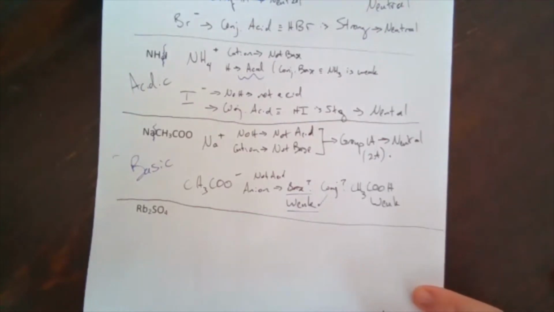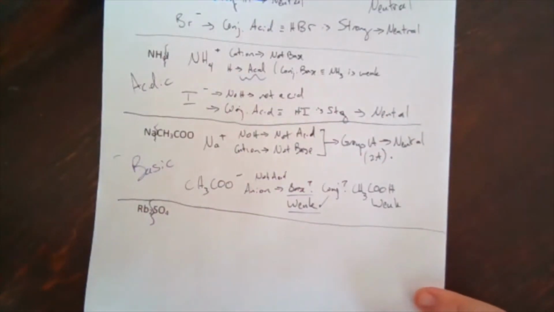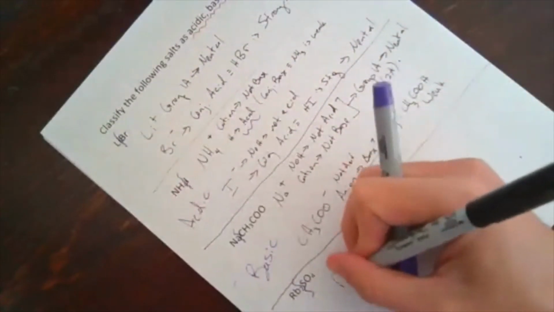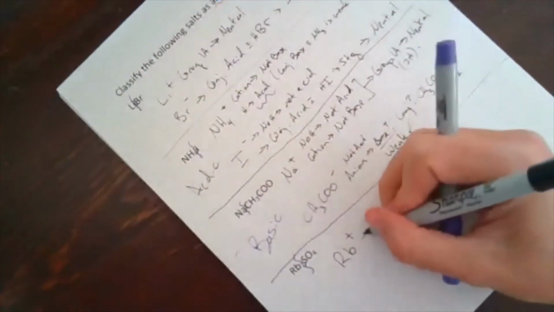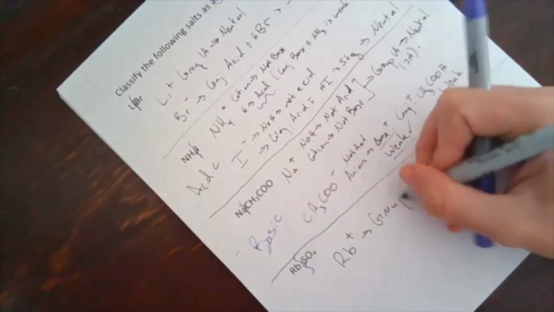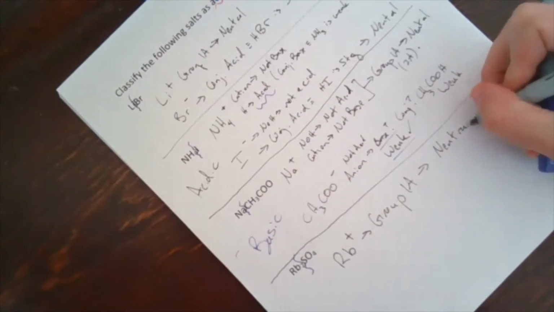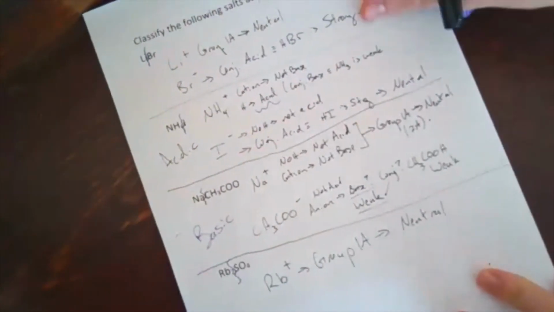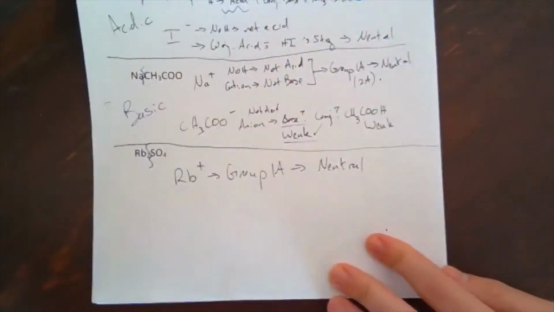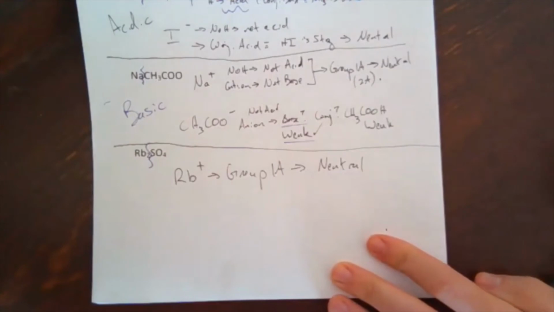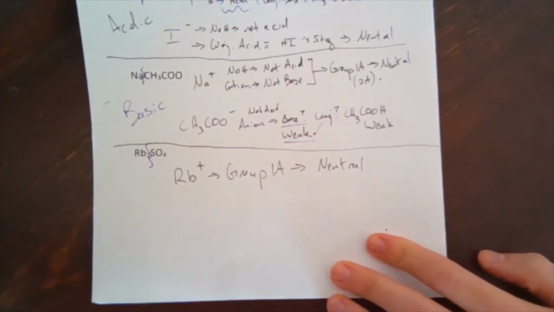And finally, we're going to look at rubidium sulfate, so the Rb there and the sulfate. So Rb, not a common one, but this is in group 1A. Not something we see a lot, but it is in group 1A. Group 1A cations are always neutral. So that leftmost part of the periodic table, that's why we use those ions a lot. They are always soluble and never affect the pH of a solution.